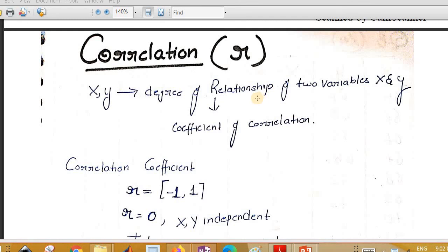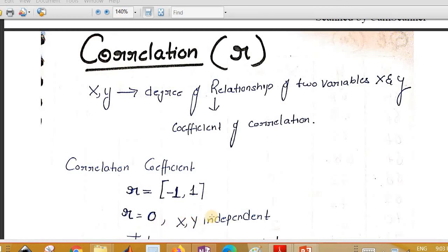So welcome again, students. In this lecture we will discuss what is correlation, that is R, the coefficient of correlation, and how to calculate this value R. This R is a correlation coefficient. Here r_xy is the degree of relationship of two variables, x and y. Now this correlation coefficient value lies between -1 and 1.